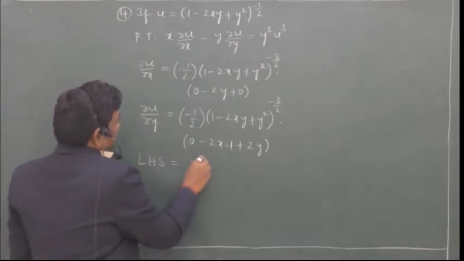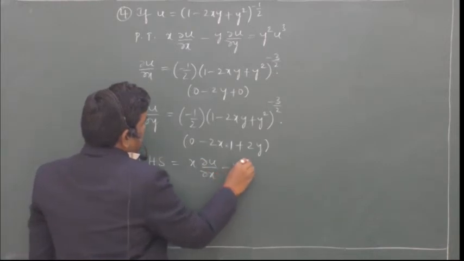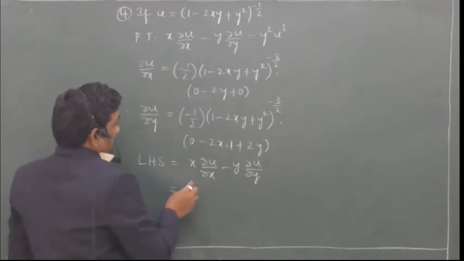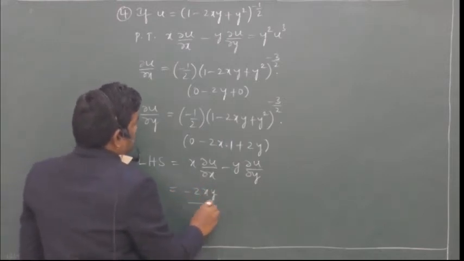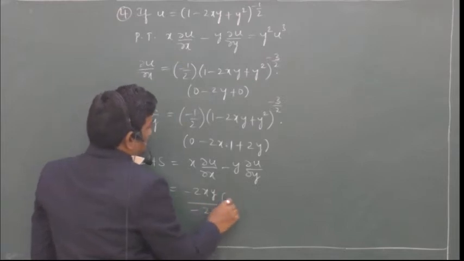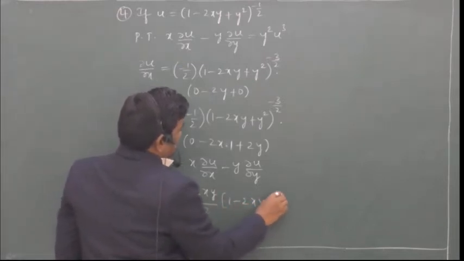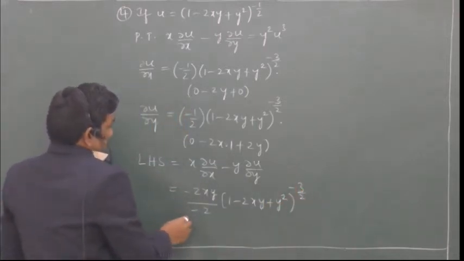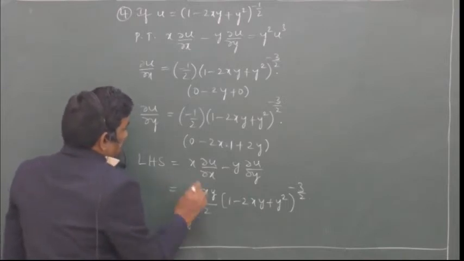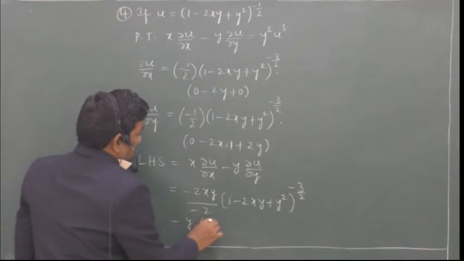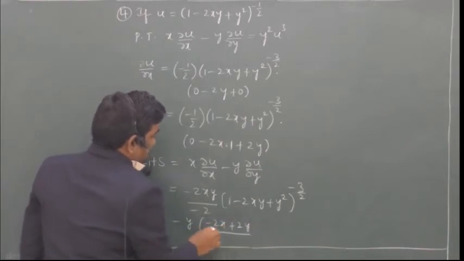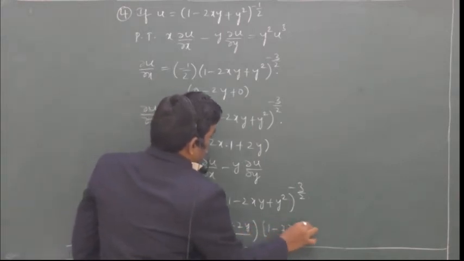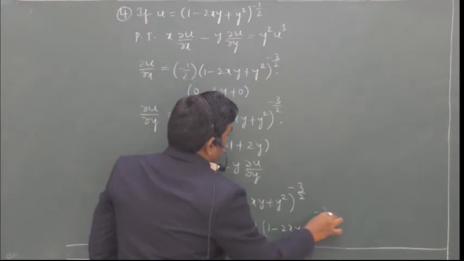This is equal to x into dou u by dou x minus y into dou u by dou y. It is equal to x into minus 2y by minus 2 into (1 minus 2xy plus y square) whole power minus 3 by 2, minus y into minus 2x plus 2y by minus 2 into (1 minus 2xy plus y square) whole power minus 3 by 2.